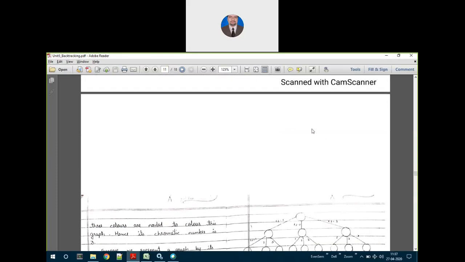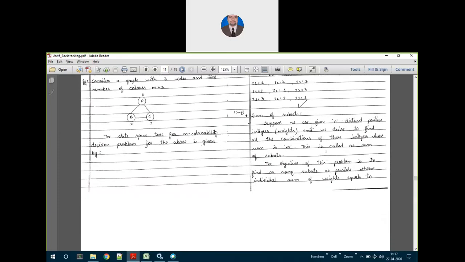Then the next concept is sum of subsets. This concept is there as per your syllabus, so we will try to study sum of subsets. Let us study what is sum of subset. Suppose we are given n distinct positive integers. The integers here are represented as weights, and we desire to find all the combinations of these integers whose sum is m. This is called sum of subsets.